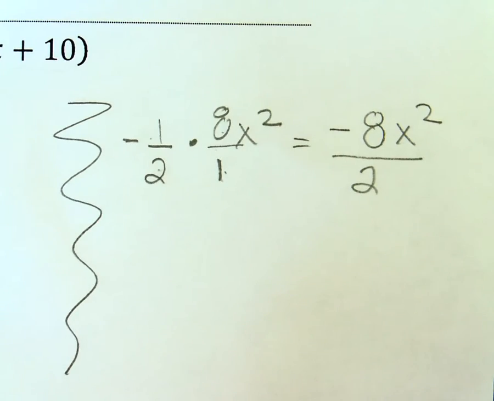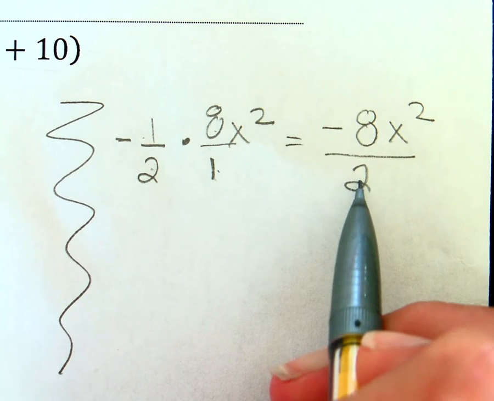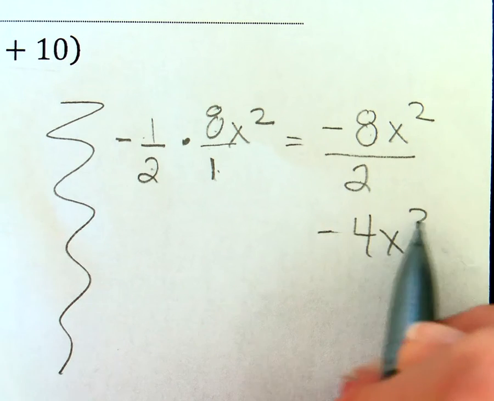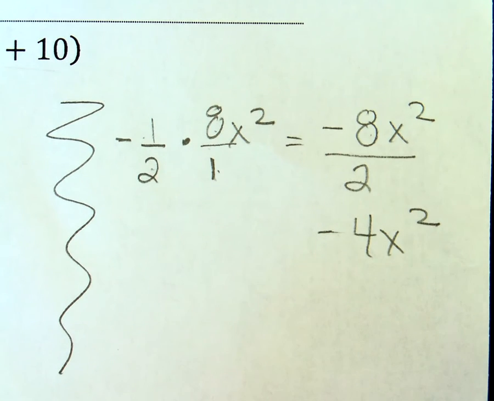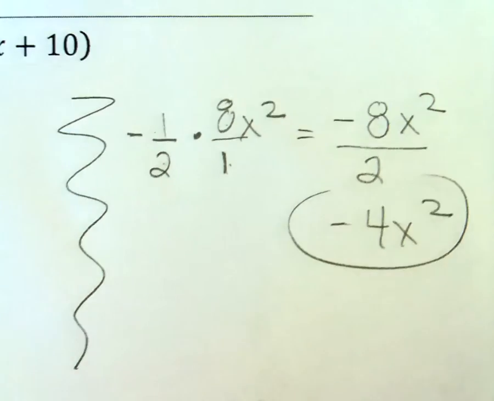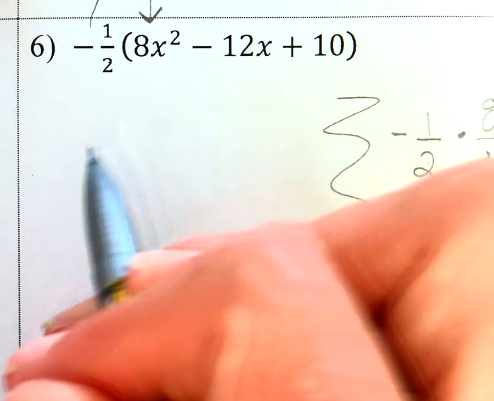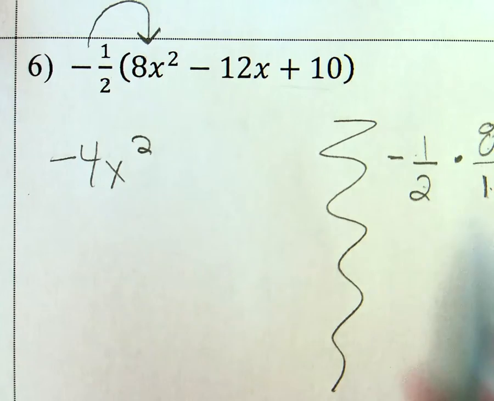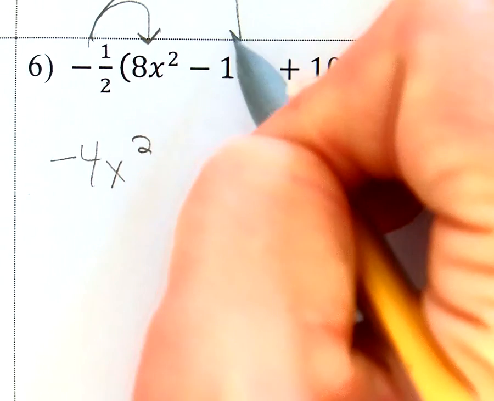My apologies. 2 divided by -8 is -4x squared. Okay, so we're going to take this and make this our first term, -4x squared. Now we need to multiply this 1/2 by negative 12x.